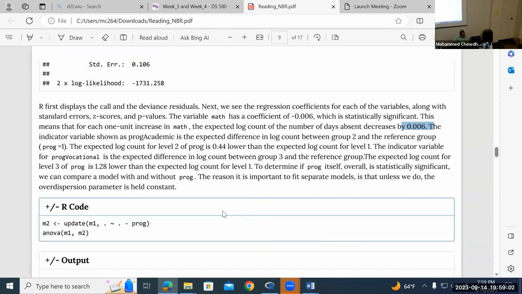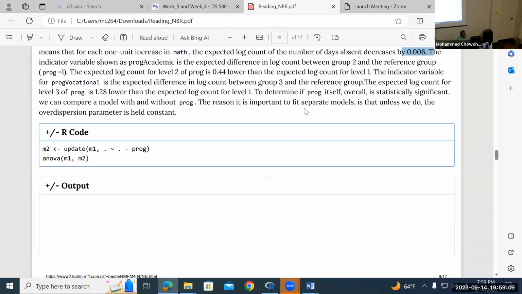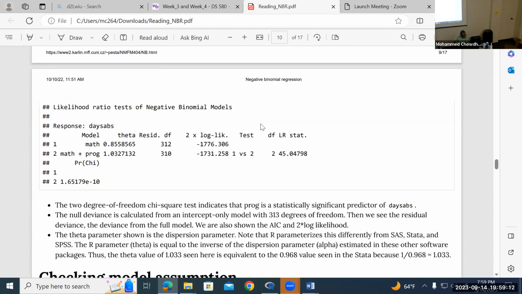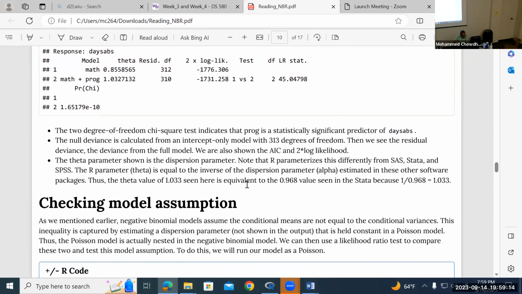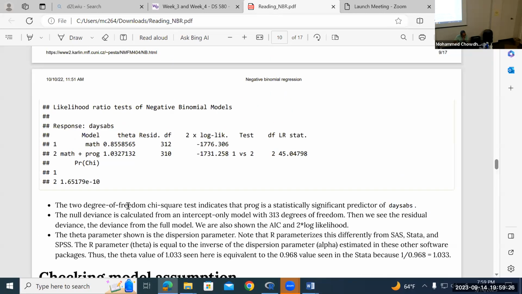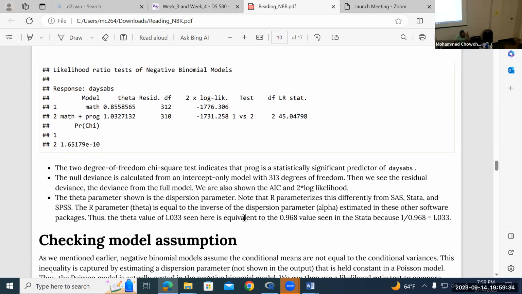To determine if program itself overall is statistically significant, we can compare a model with and without program. And then again, they also mention in here whether the overall model is significant, which can be obtained by the AIC, the Akaike information criterion. And then the 2 degrees of freedom chi-square test indicates that program is a statistically significant predictor for days absent, because there are 3 different categories. They are finding that here.